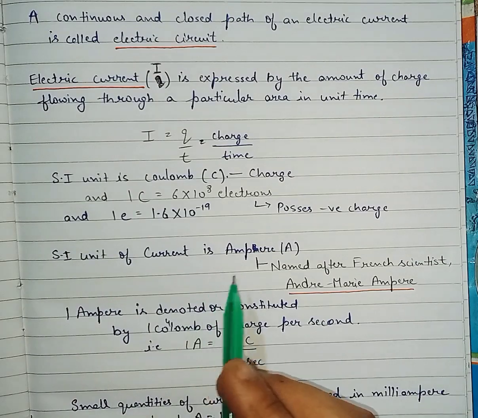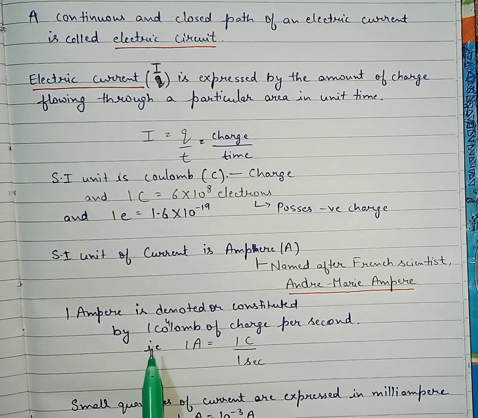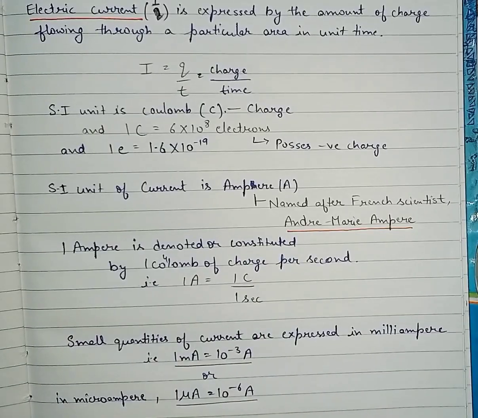SI unit of current is ampere, which is named after a French scientist named André Marie Ampere. 1 ampere is constituted by 1 coulomb of charge per second, such that I equals 1 coulomb per second.